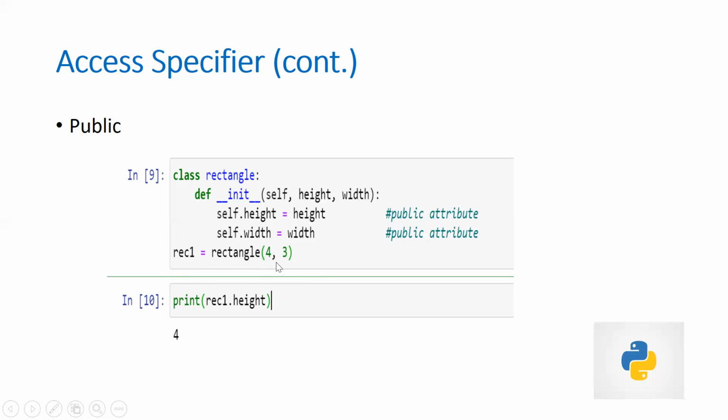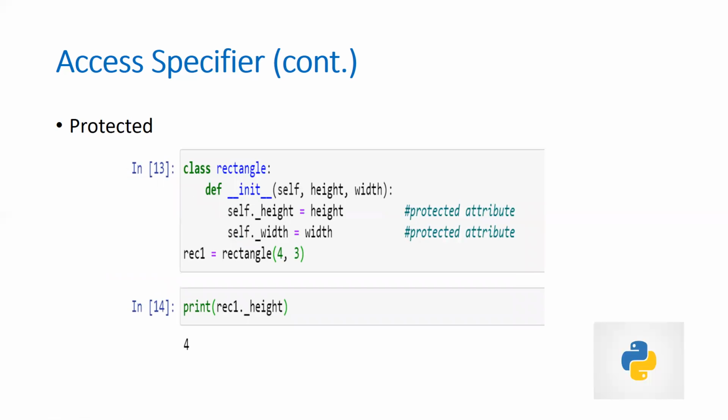So here I pass 4 and 3. I want to know the height of rectangle 1, so it will show us 4. That means I can successfully access the information, access the attributes.